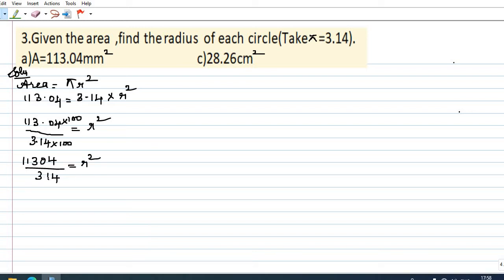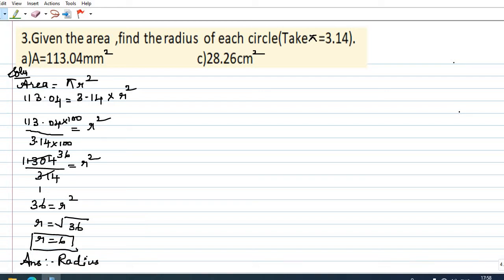Now listen, I can cancel this. 314 ones are 314, and this is 36. Got it? So 36 is equal to r square. So r is equal to square root of 36. So r is equal to 6. So I am going to write the answer. Radius is equal to 6 millimeter. This is your radius.